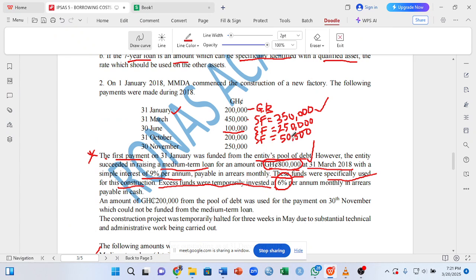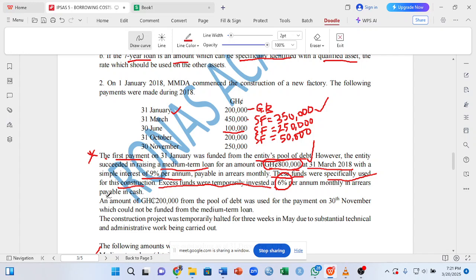So the next one is 50,000. Then we came to 30th November, we used 250,000. So what's the surplus fund left over here? We are going to owe 200,000. Bear in mind that on 30th November, nothing was left of the surplus fund from the medium term loan, because we used all of it and we are even owing an additional 200,000.